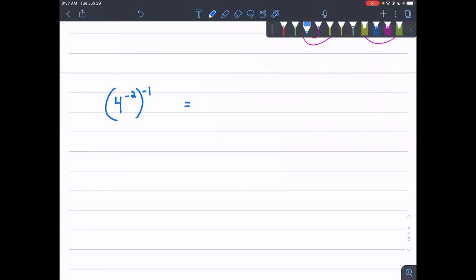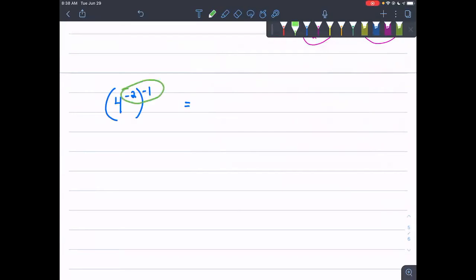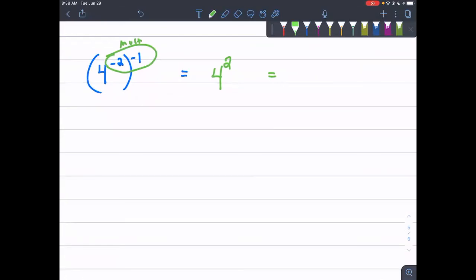4 to the negative 2 to the negative 1. Multiplying those exponents again. So negative 2 times negative 1. This is going to be 4 to the positive 2. Is that going to be 8? Yeah, be careful. 5 to the second, I see people write 10 a lot. 4 to the second, I see people write 8 a lot. So just keep in mind, that's 4 times 4.